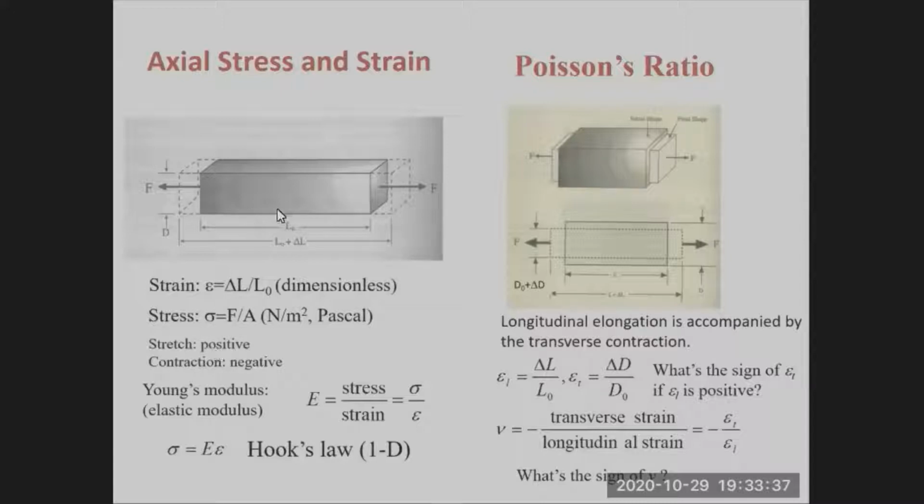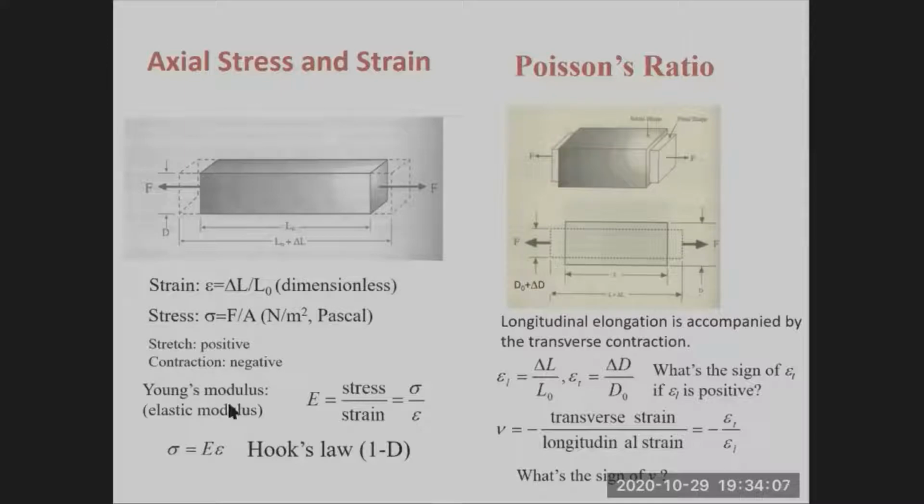And if this beam is stretched, the strain and the stress are positive, right? Because delta L is positive, right? It's an increase of length. So we have positive delta L. If this beam is compressed, right? If it's in contraction, then the strain and the stress are negative, right? Because delta L is negative.